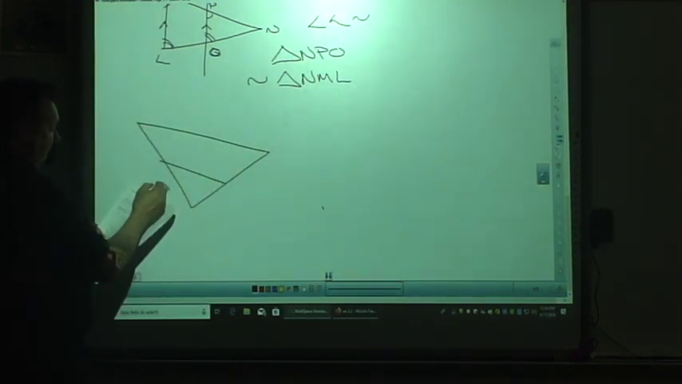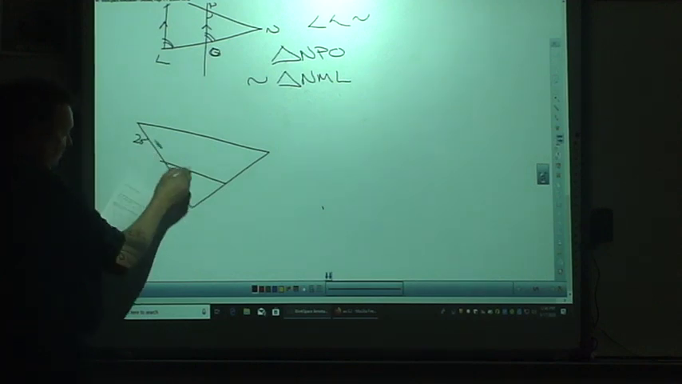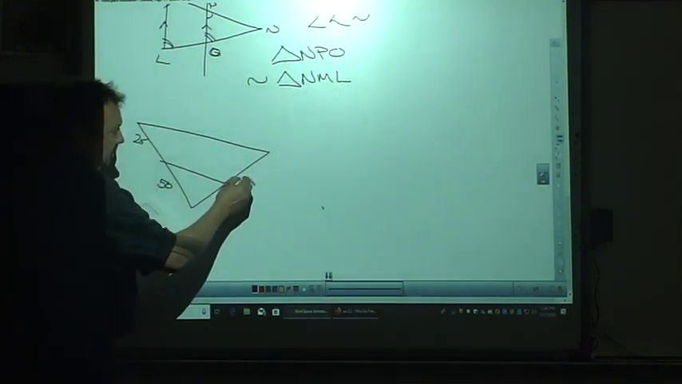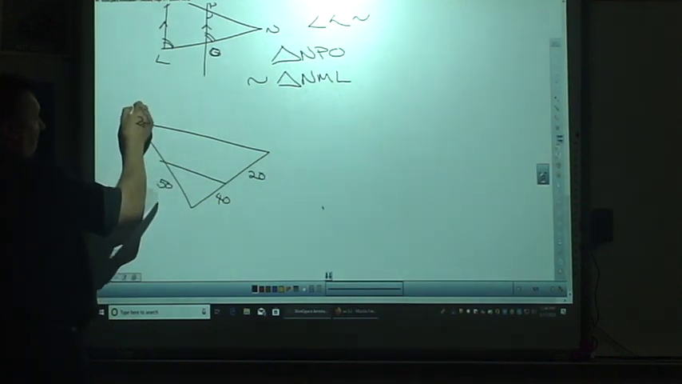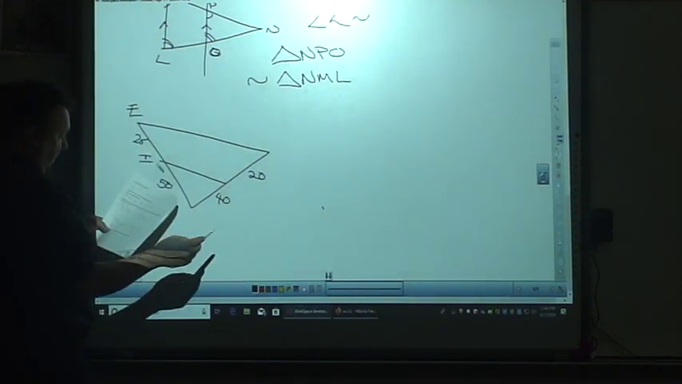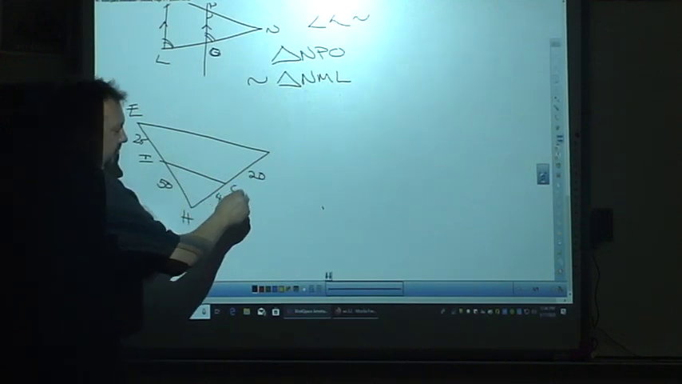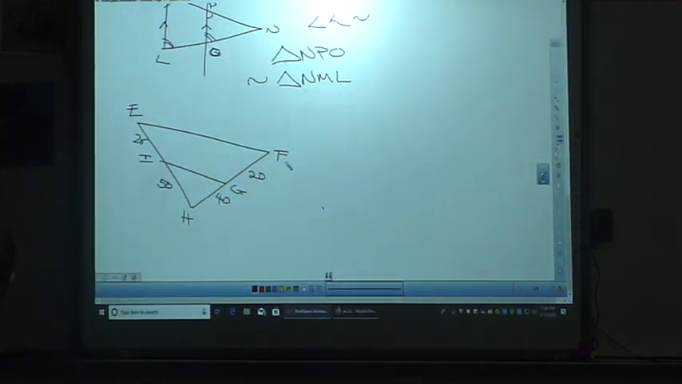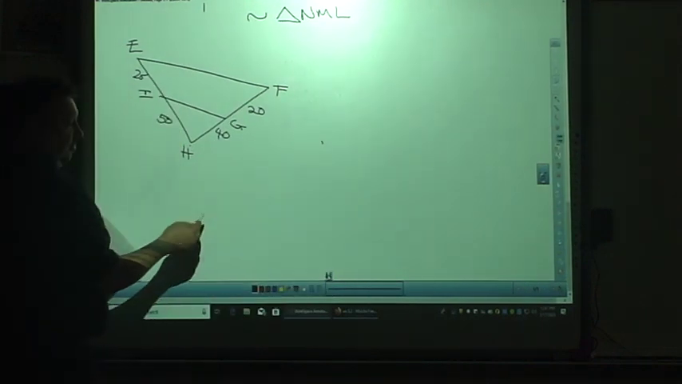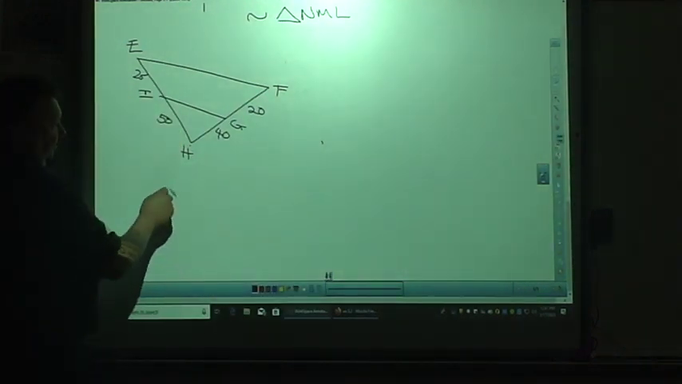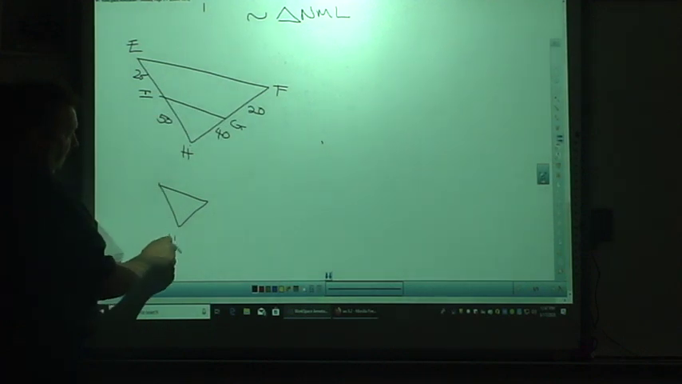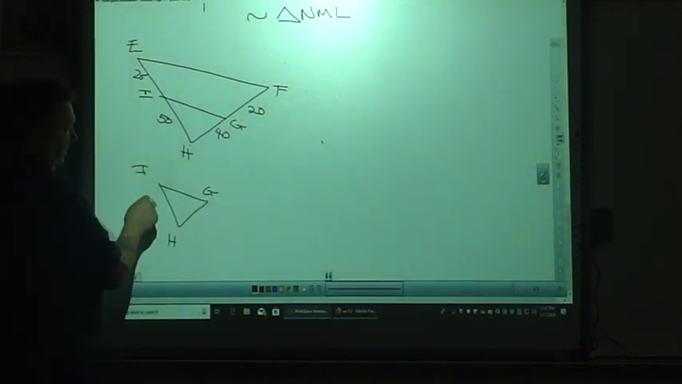You should notice here that you have 50, 25, 40, 20. You've got E, I, H, G, and F. So I need to think about which ones it could be. I don't have anything about parallel, so I'm not going to be able to use angle-angle here. I do have this shared angle here, H. And so what I'm going to do is check the sides. I've got H, I, G, and 50 and 40.